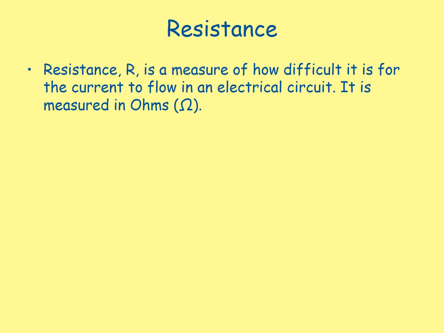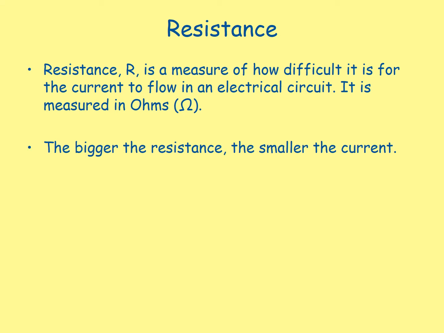Resistance. Resistance, R, is a measure of how difficult it is for the current to flow in an electrical circuit. It is measured in ohms. The bigger the resistance, the smaller the current.